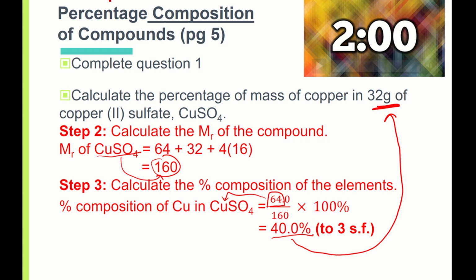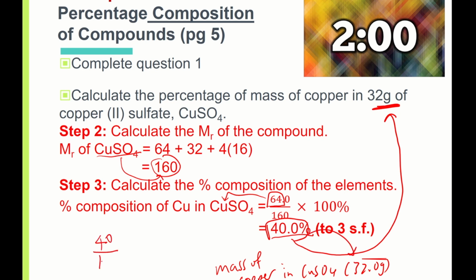If you're given 32 gram, and the question asks, what is the mass of copper in CuSO4? You know that 40% is made of copper. So from the percentage composition, I can conclude that 12.8 gram of this 32 gram is contributed by copper. This is how you do it. But of course, in this question, we are only interested in the percentage by mass.